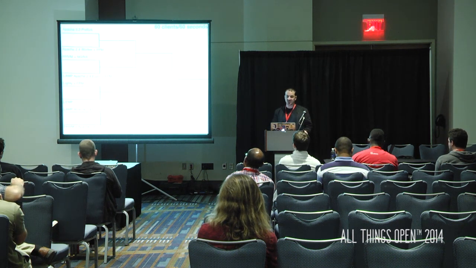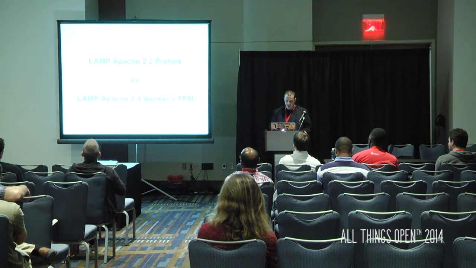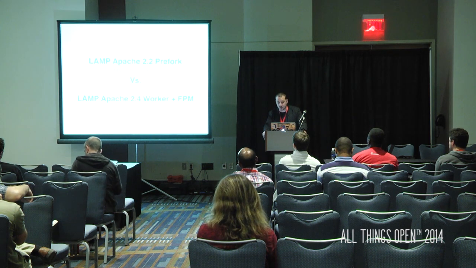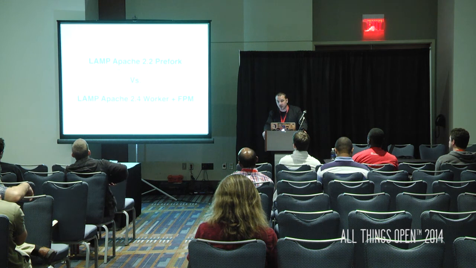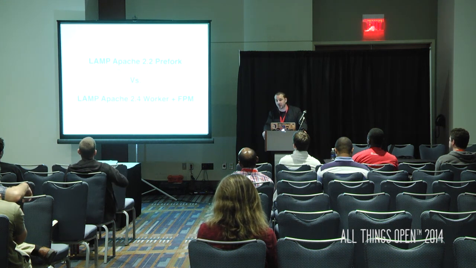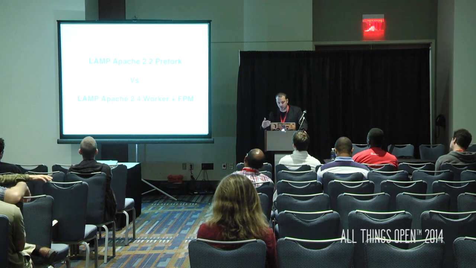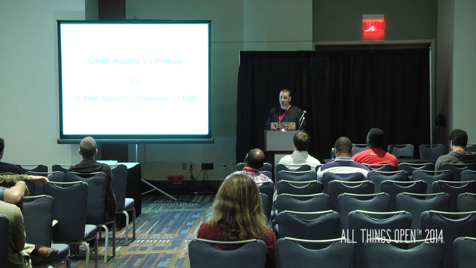The first round is going to be 60 clients over 60 seconds. So let's see how well they did. First, we have one of the most common configurations in the wild, which is the LAMP Apache 2.2 with pre-fork. It's reliable to a point. It can be tuned for better performance, which we already did earlier with the max clients, and on the 2.4 side, we did with the max request workers. Worker MPM has been the main alternative to pre-fork, but like I said before, it's not extremely popular.